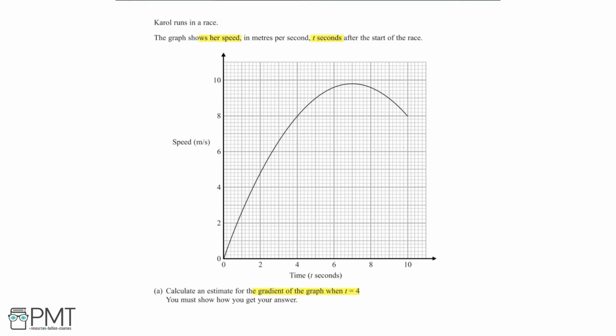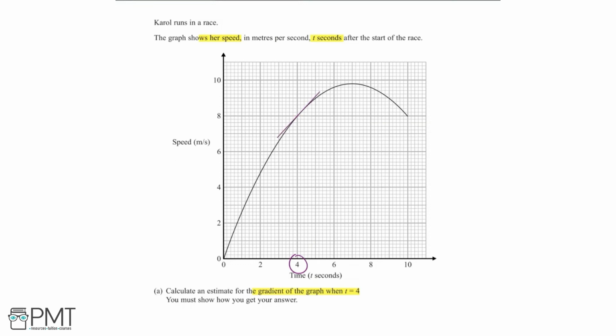This graph is a curve, and when we want to find the gradient at a given point, we need to draw a tangent to the line which passes through the given point. And so we have t is equal to 4. So we want to draw a tangent to the curve at this point over here. And a tangent to the curve is a straight line that's as close to the shape of the curve as possible.